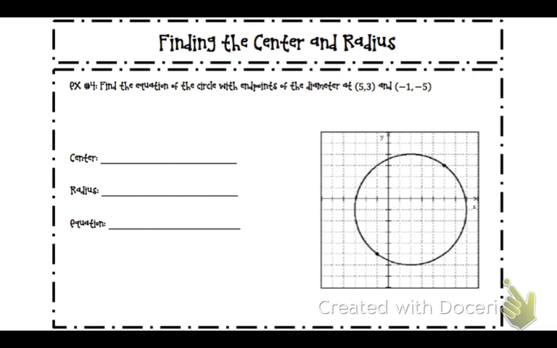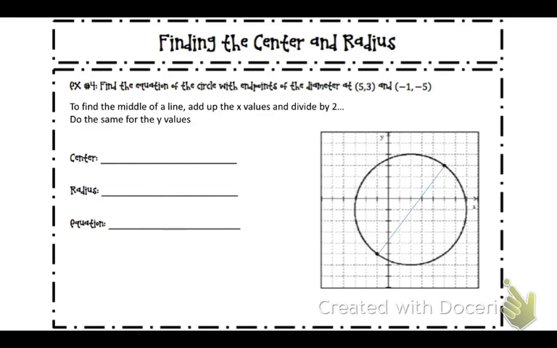Let's do this one. We need to find the equation of a circle with the endpoints at 5, 3, and negative 1, negative 5. So that right there is the diameter, and it's given to us that that is the diameter. Okay? First, let's find the center.